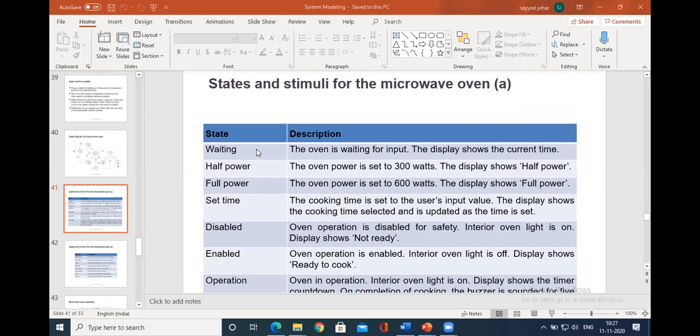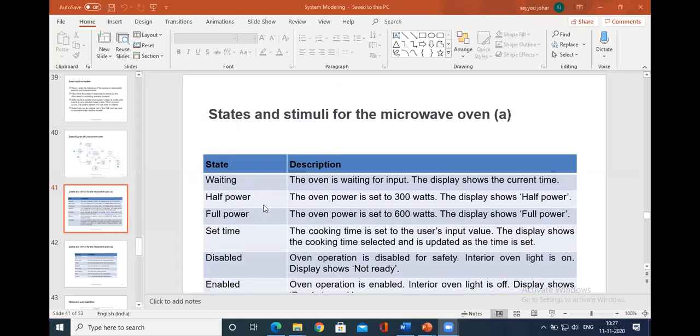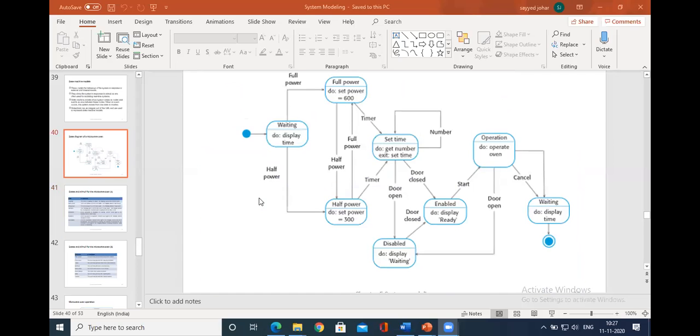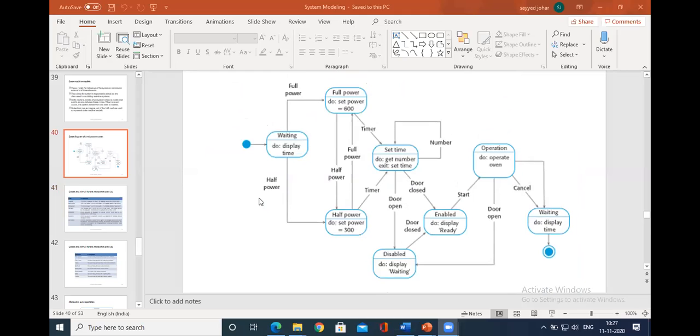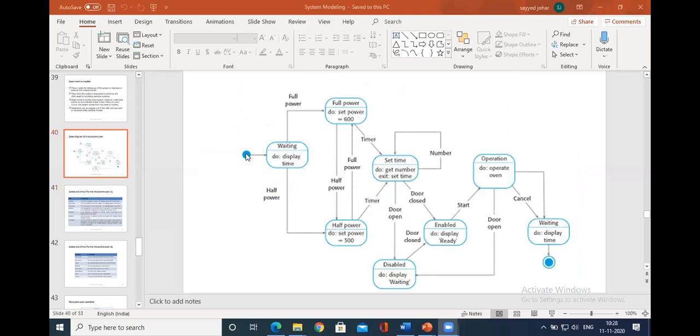So first, for a microwave oven, what are all the states? It is a waiting state. What is the waiting state? The oven is waiting for input. The display shows the current time. Half power: the oven power is set to 300 watt, and the display shows half power. These are all the different states, the same as what is the idle state, what is the next state, what is the end state. That is represented with the source and the target. So initiation of the state starts from here, waiting for someone's response to move to the full power or half power state.